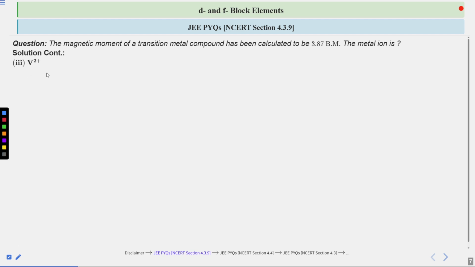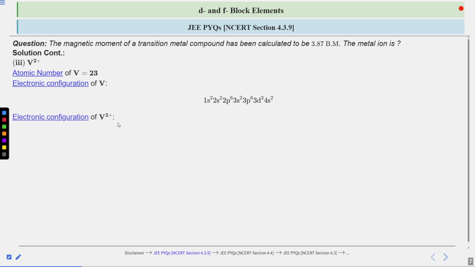For vanadium 2 positive, the atomic number of vanadium is 23. The electronic configuration of vanadium is 1s2, 2s2, 2p6, 3s2, 3p6, 3d3, 4s2. For vanadium 2 positive, 2 electrons will be removed, so the configuration will become 1s2, 2s2, 2p6, 3s2, 3p6, 3d3, because the 2 electrons will be removed from 4s2. So it can also be written as argon 3d3, 4s0, right?